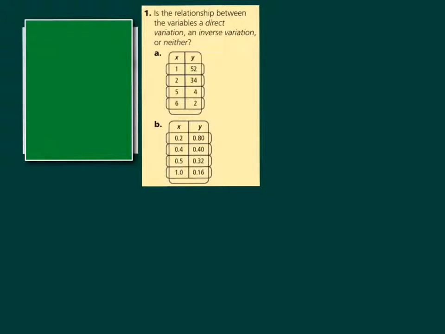We would have to make sure that there is that constant k that remains the same. So we have to remember, we know that our formula is x times y equals k.